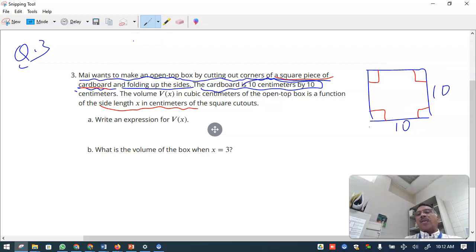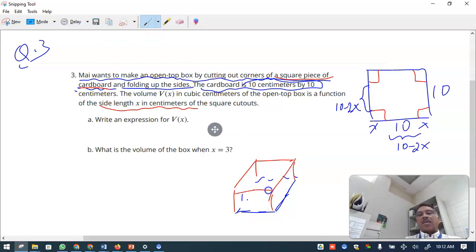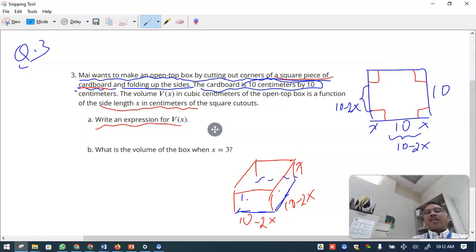So what's going on is if this is x and that is x, this part will be 10 minus 2x. So this will be 10 minus 2x. That means both the length and the width of the box will be the same. So, and then you get x. So we are going to cut like this. You get a box. So this is 10 minus 2x. This is 10 minus 2x. And that is x.